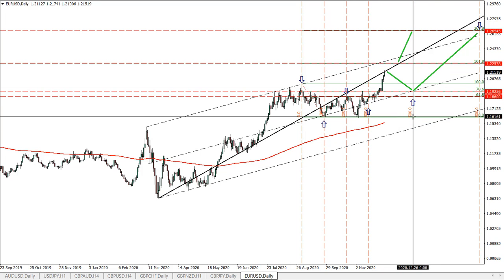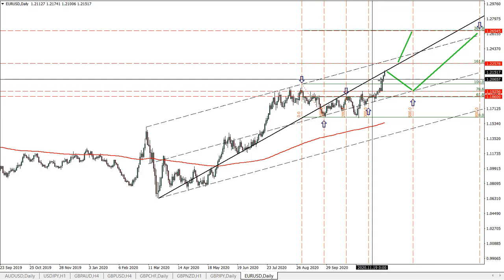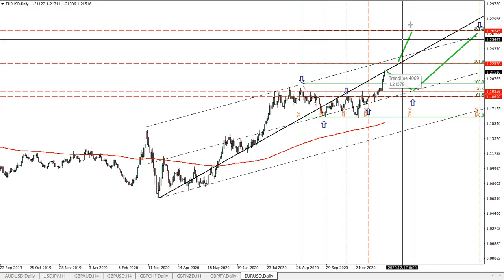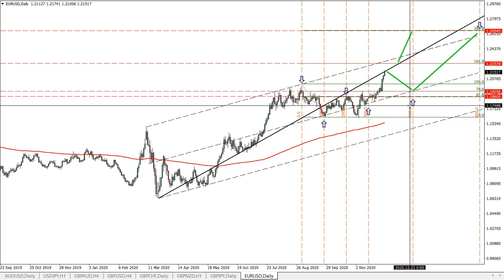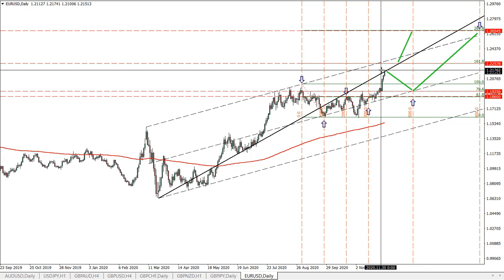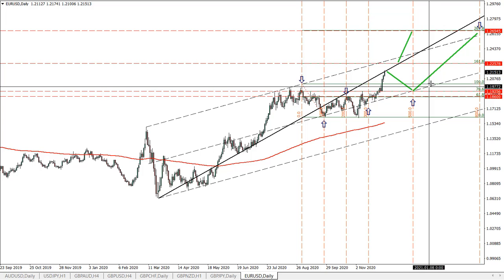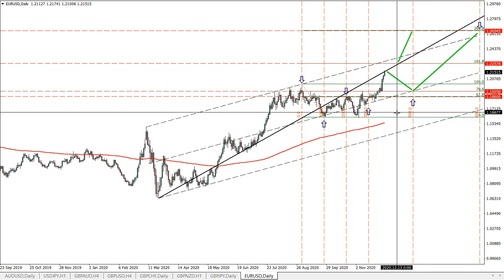Then the next cycle is expected to start on December 26. So this is about 3 weeks from now. And all these 3 weeks, there could be either an uptrend or a corrective move to the downside before the major rally starts or continues.